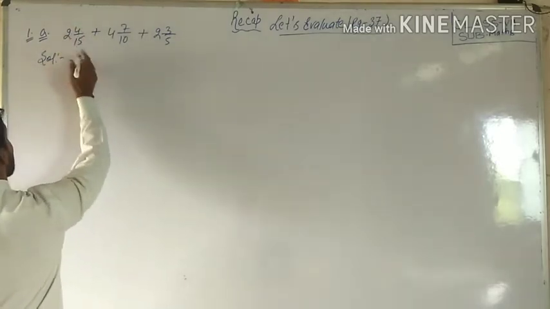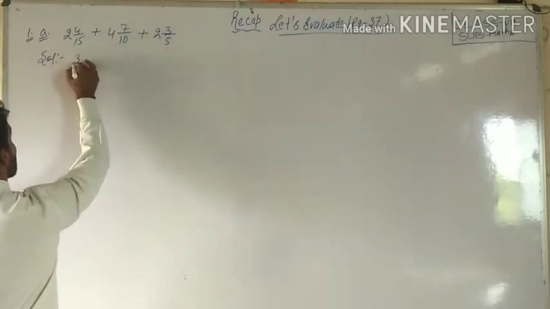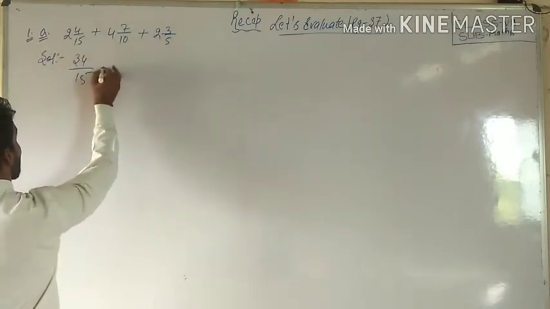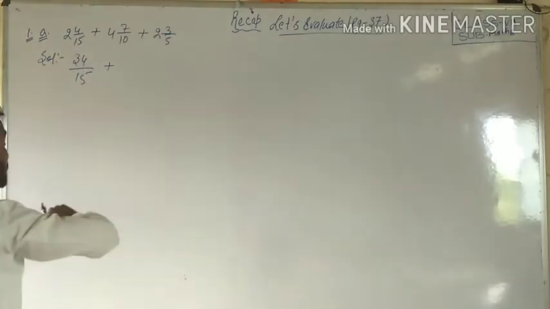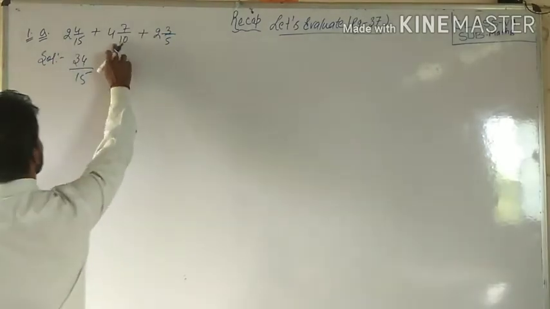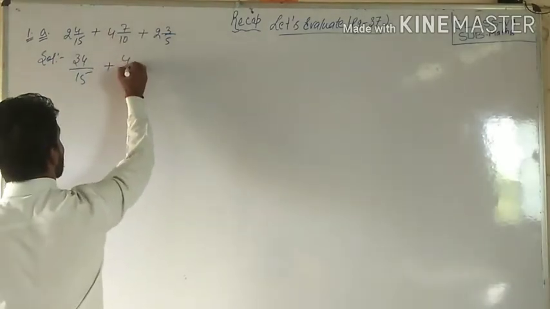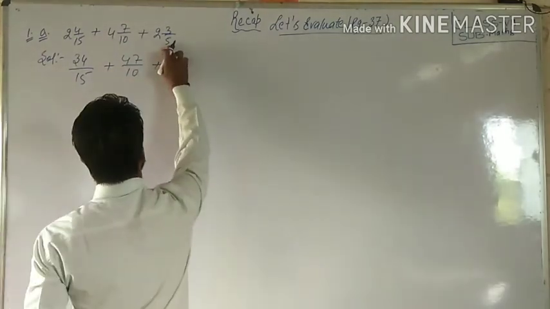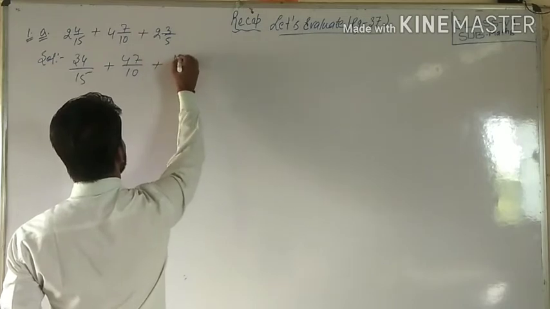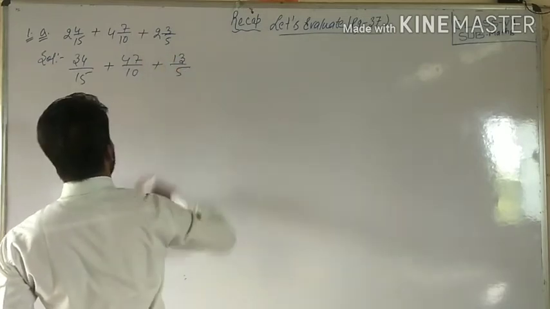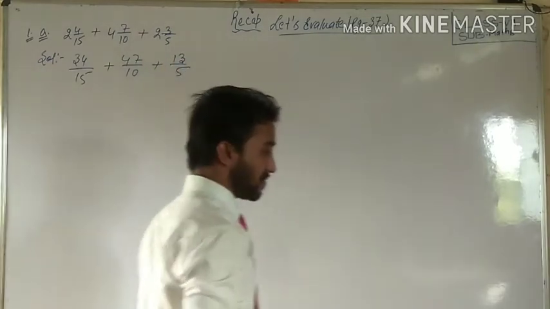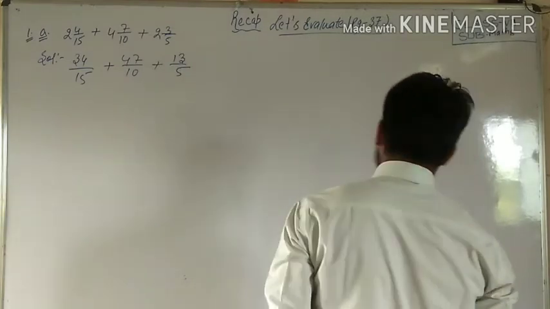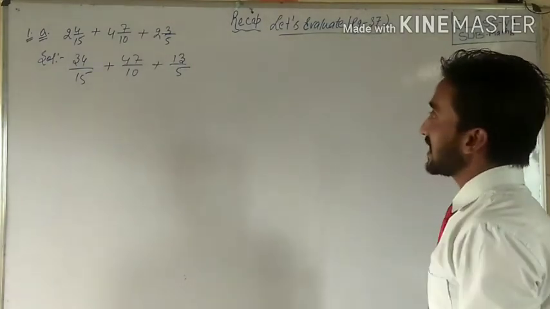15 times 2 is 30, plus 4 is 34, so 34 by 15. The denominator stays as usual. Thereafter, 10 times 4 is 40, plus 7 is 47, so 47 by 10. Then 5 times 2 is 10, plus 3 is 13, so 13 by 5. Students, we see the denominators are 15, 10 and 5.